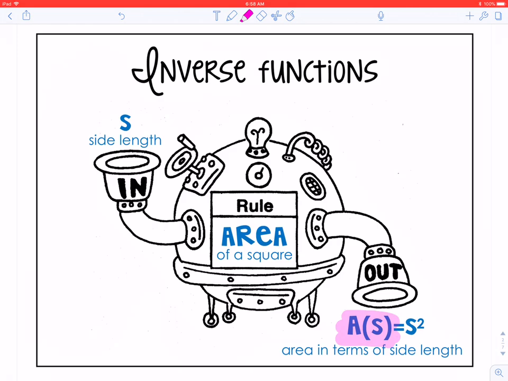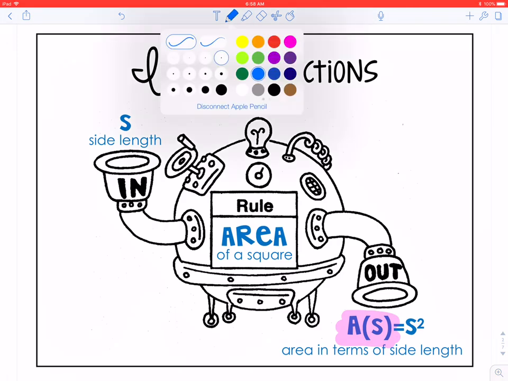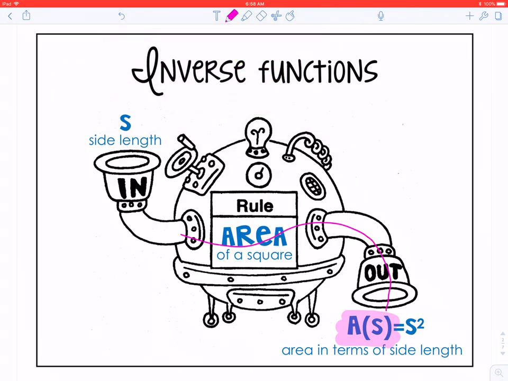Now what we're talking about with inverse functions is undoing the rule. So we know our result is S squared. What would it take for us to reverse that, basically? To come back through the function machine in reverse and land back where we started. To undo that square, our operation would have to be the square root. We have to use our inverse operation to undo, and then we would end up with our S, our side length.